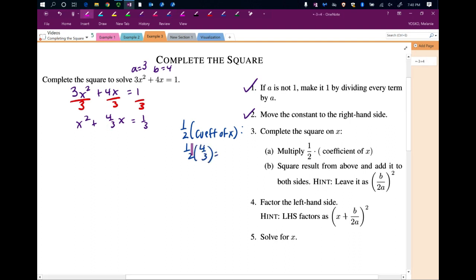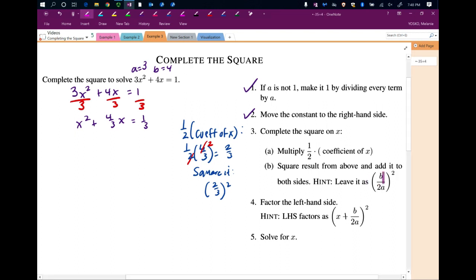Right, 4/3. Now to multiply fractions, you do numerator times numerator over denominator times denominator. But you can also reduce. So we see that we have a 4 on top and a 2 on the bottom. Divide both by 2. So you really get 2, because 4 divided by 2 is 2. 2 on top. So 2/3. Okay, so that was step 3a. Multiply 1/2 by the coefficient of x. Okay, now we're going to square it. And go ahead and leave it as 2/3 parentheses squared.